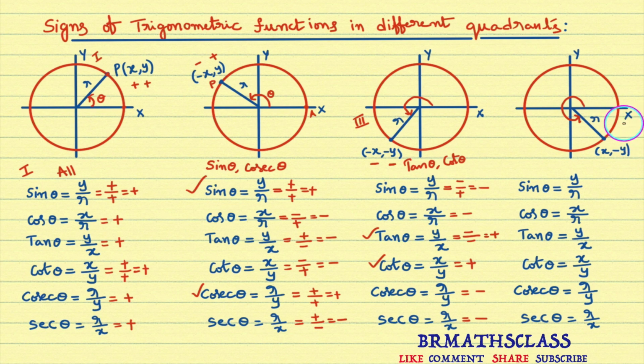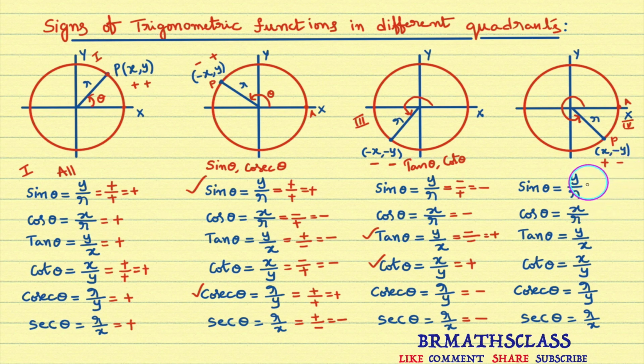Now, you come to the fourth quadrant. How did we get here? Actually, the initial ray is OA. This OA is rotated through an angle such that the point P is in the fourth quadrant. In the fourth quadrant, x is positive because the fourth quadrant is formed with the positive x-axis and negative y-axis. X coordinate is positive, y coordinate is negative.